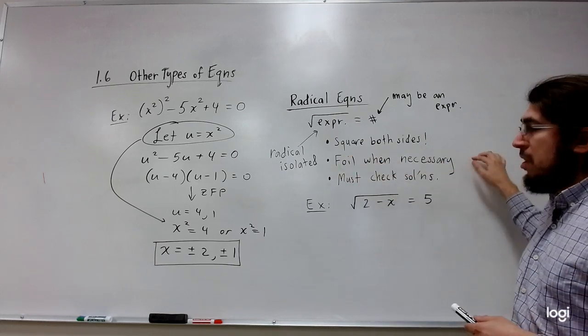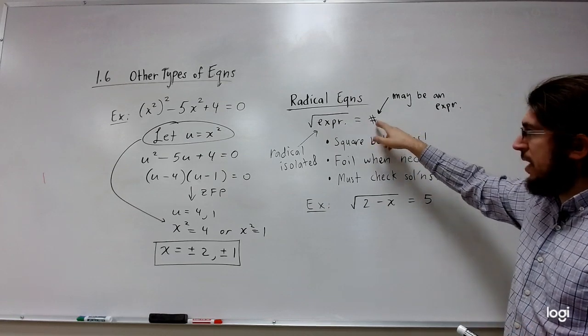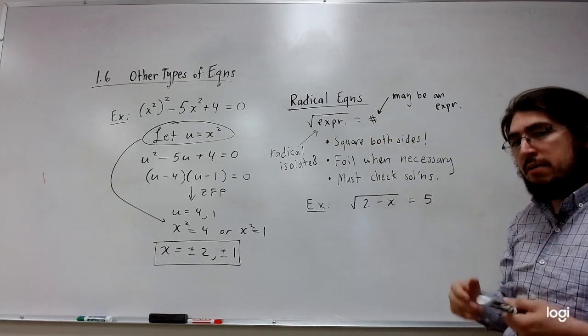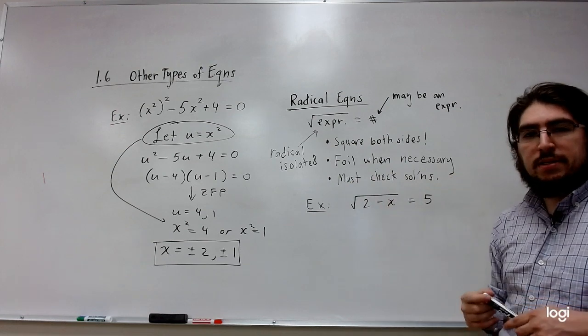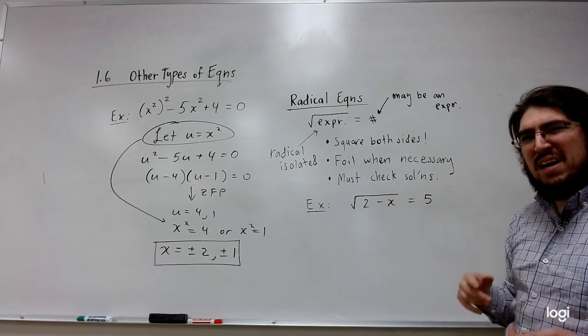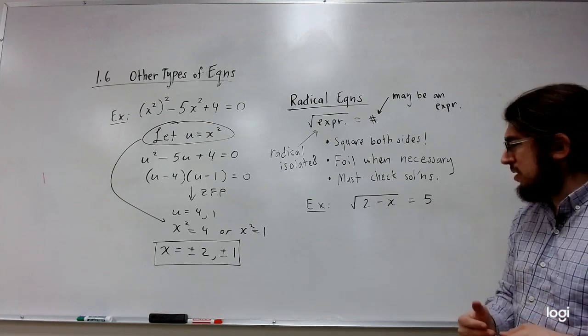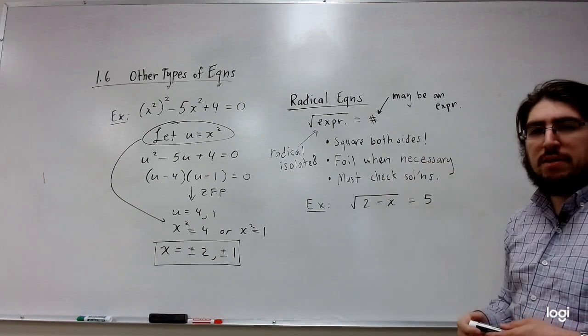Also, I say FOIL when necessary. That really only takes effect when this number is an expression. When you square an expression, you have to FOIL it out, so be aware of that. And here you must check your solutions. And we'll see why, basically when we get more than one solution, but it could possibly happen even when we have one solution. Long story short, check your solutions when you have any radical equations.